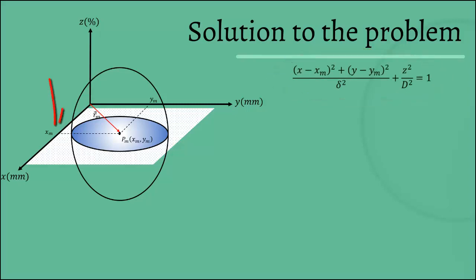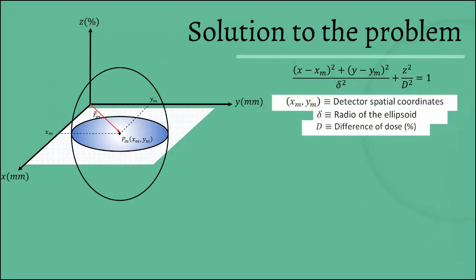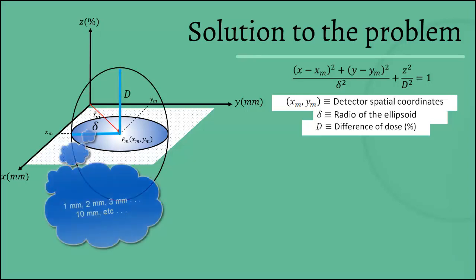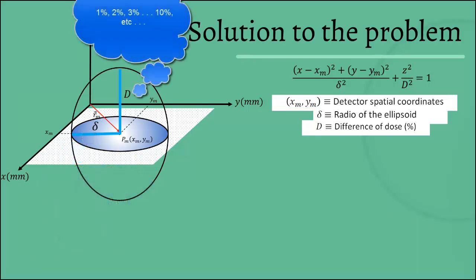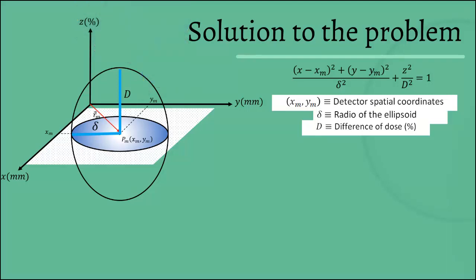where xm, ym are the spatial coordinates of each detector. And there are two characters, delta and d. Delta is the radius value of the circumference generated on the plane xy. And d is a difference of dose in percentage. Both values are determined by us. Delta could be 1 millimeter, 2 millimeters, or any value. And d could be 1%, 2%, or any value. They're characteristic values of our ellipsoid of revolution.